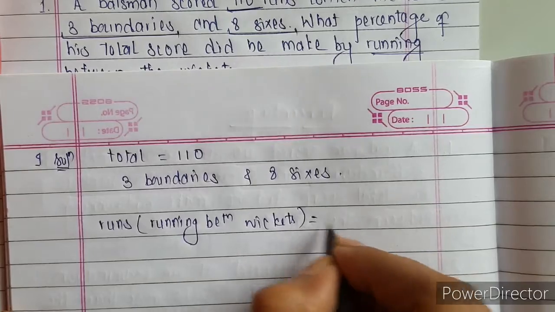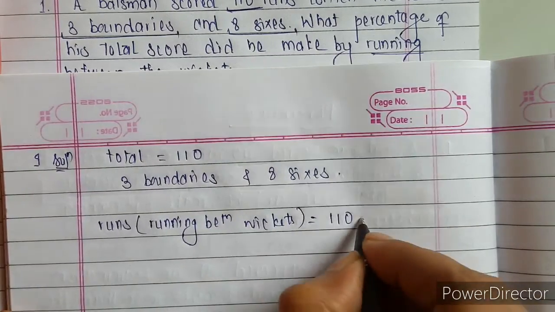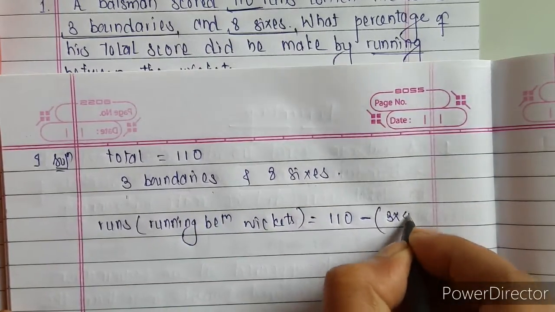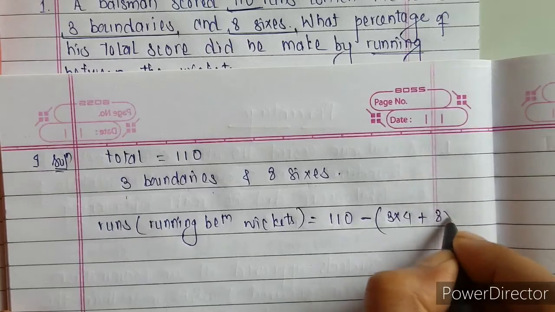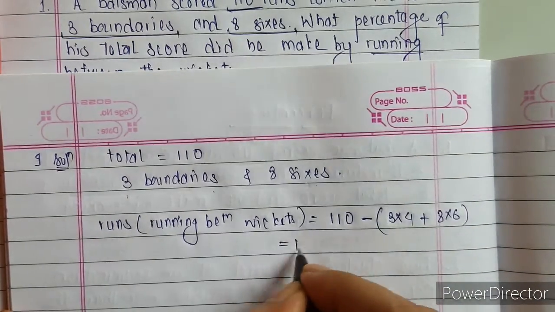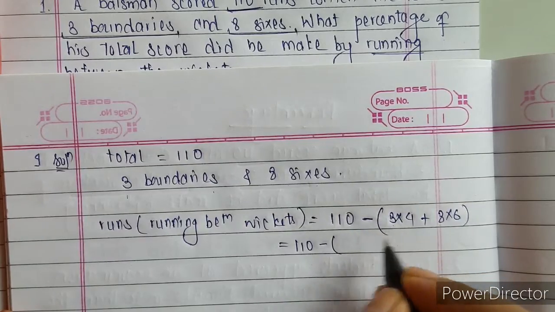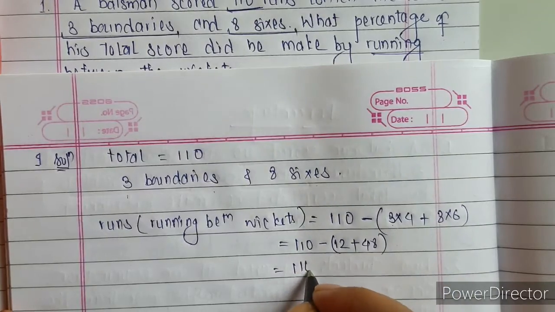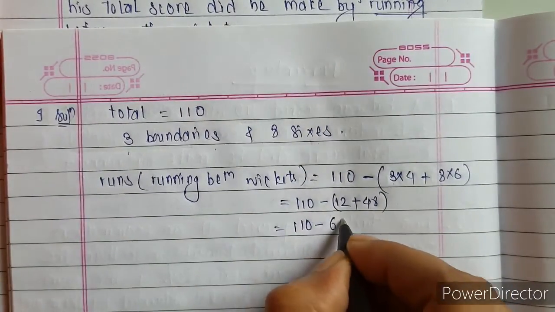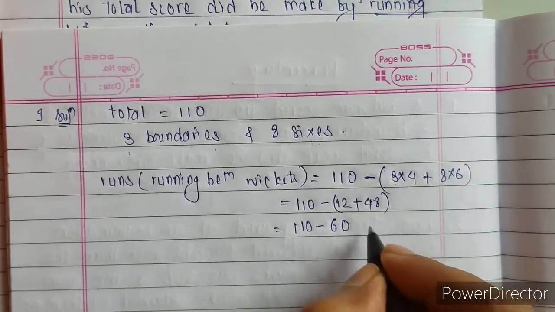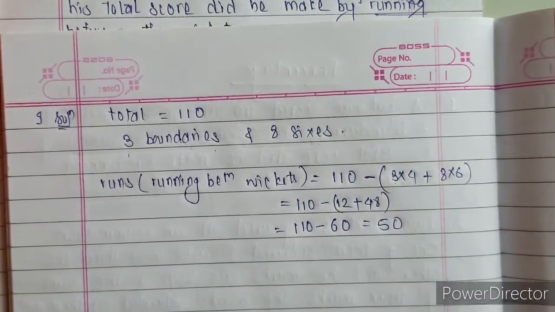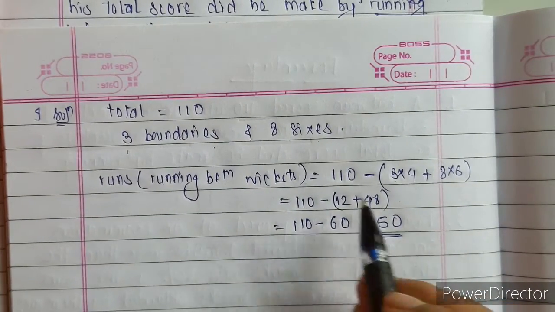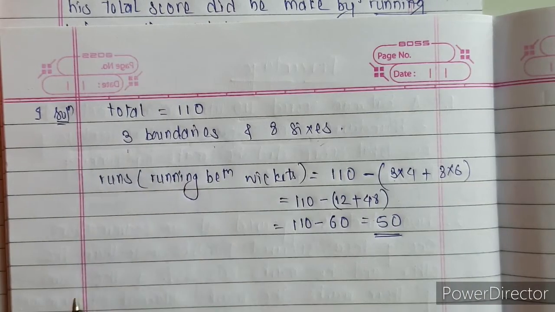So it is going to be total score minus 3 boundaries and 8 sixes. So 3 into 4 plus 8 into 6. So from 110 we have to subtract 12 plus 48, which is 110 minus 60. So how many runs had he scored by running between the wickets? He had scored 50 runs by running between the wickets, and the remaining 60 are by 3 boundaries and 8 sixes.